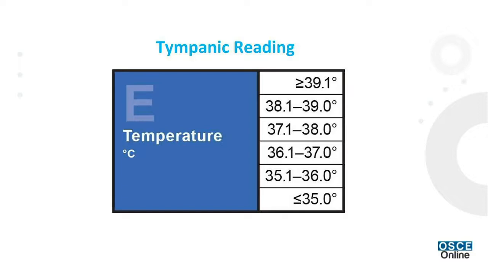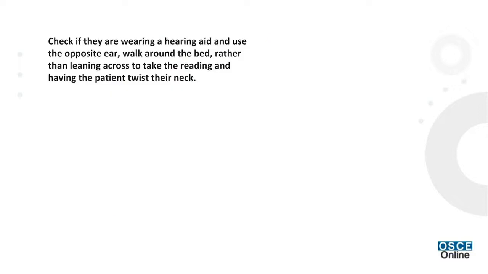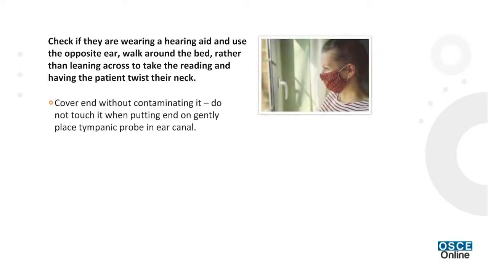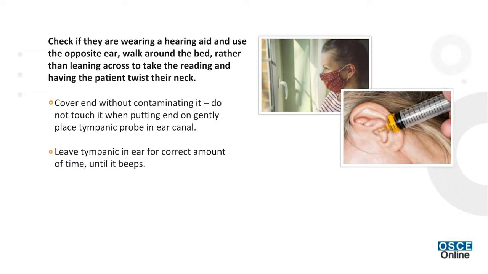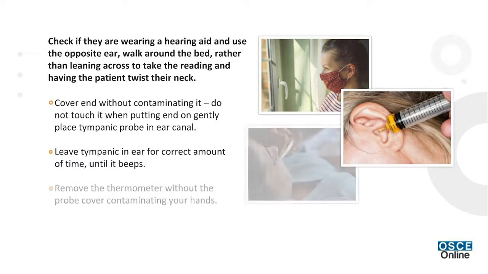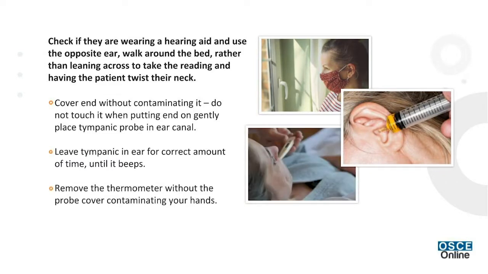Tympanic reading. Check if they are wearing a hearing aid and use the opposite ear. Walk around the bed rather than leaning across to take the reading and having the patient twist their neck. Cover end without contaminating it. Do not touch it when putting end on. Gently place tympanic probe in ear canal. Leave tympanic in ear for correct amount of time until it beeps. Remove the thermometer without the probe cover contaminating your hands.